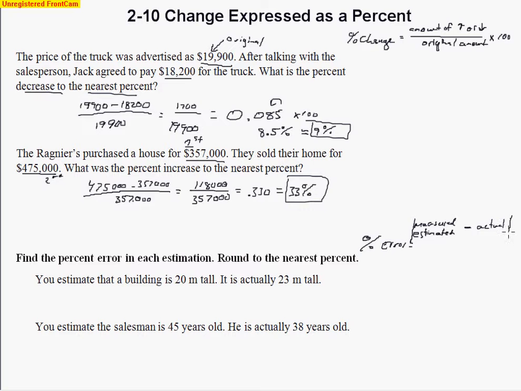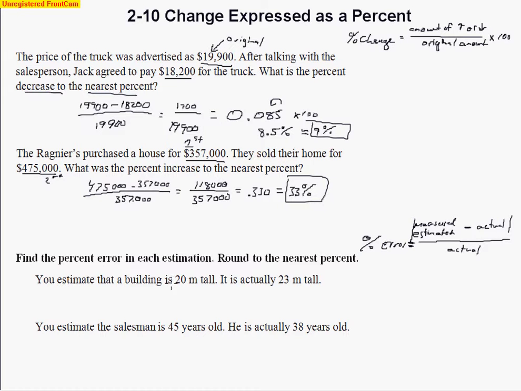It doesn't matter which one you start with. You just subtract the two numbers, take the difference. So if it's a negative number, don't worry about it. We're just trying to find the difference. And we always divide by the original number before, but now we're going to just call it the actual number. So here it is.